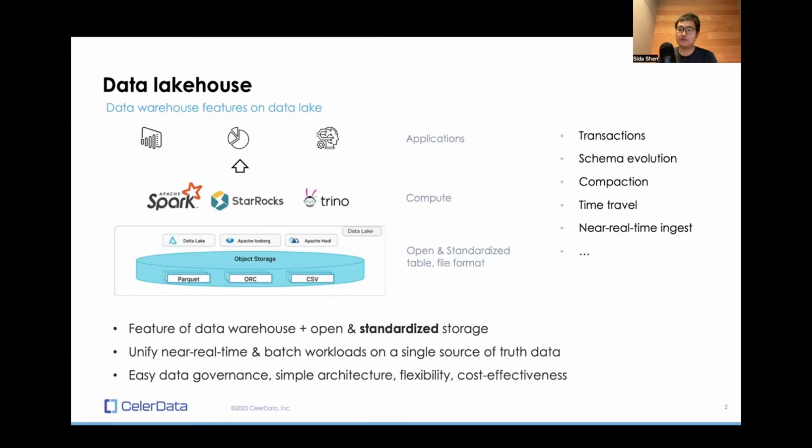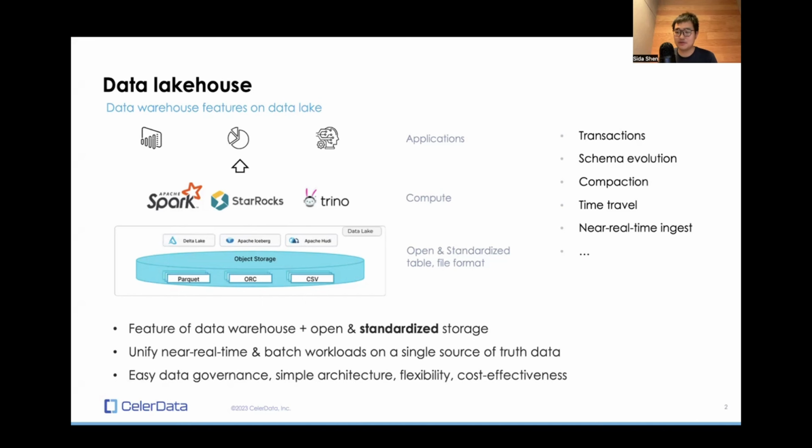But if you store everything in the open and standardized format, now we have a chance to unify most of our workloads, at least near real-time and batch workloads, on a single source of truth. And this has enormous benefits. First, you have easy data governance because you're not managing multiple copies of the same data scattered across 15 different systems. It also simplifies your architecture because storage is stateful, big, and expensive, and managing only one storage is really good for your architecture.